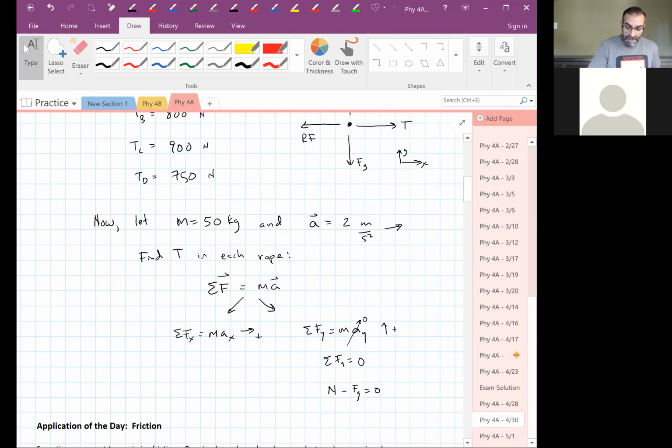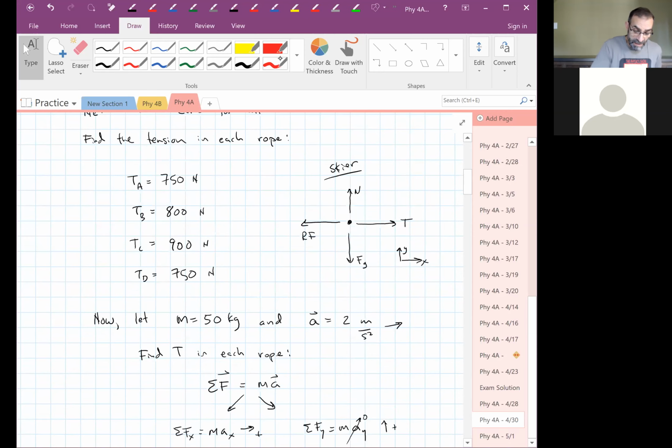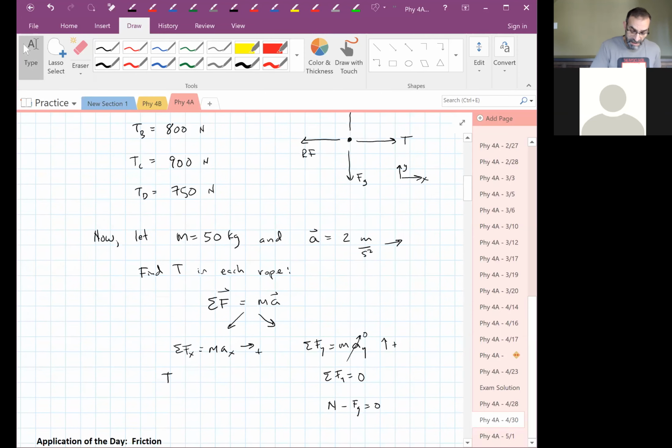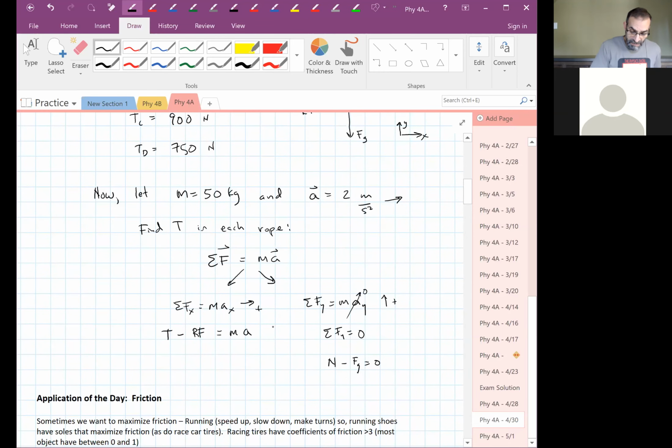Okay, we already knew that though, right? Let's look at the other direction. So T is in my positive direction. Sum of the forces in the horizontal direction. T, the tension in the rope, is pointing in the positive direction. My resistive force is in the negative direction, so I'm going to put minus there. And that has to equal m times the acceleration. Those numbers were given. So T minus RF has to equal 50 times 2.